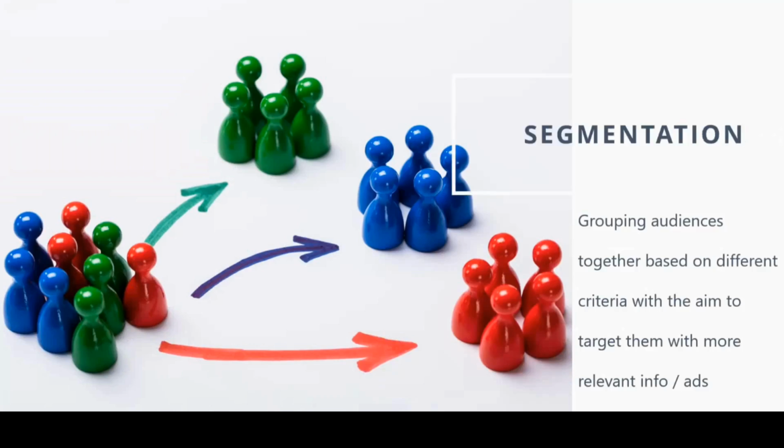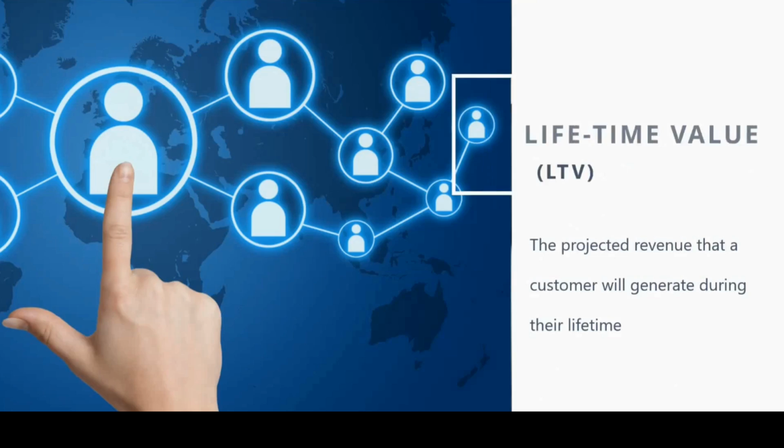If we move on to segmentation, this is grouping audiences together based on different criteria with the aim to target them with more relevant info or ads. So, very quick example, you want to target women with a more feminine ad and men with a more masculine ad. Let's just say that's an example of segmentation. Then lifetime value, which will be coming up towards the end of this module, is the projected revenue that a customer will generate during their lifetime.